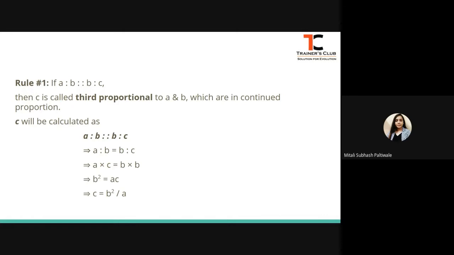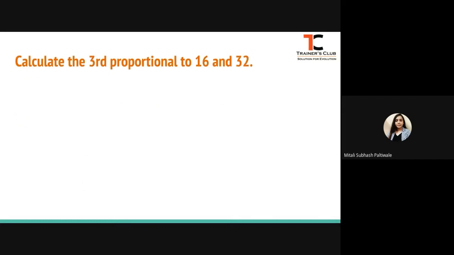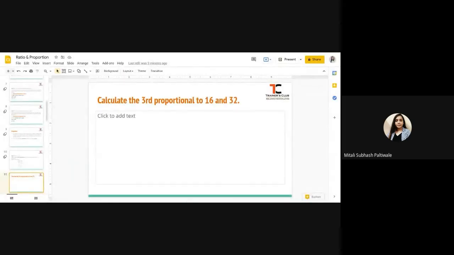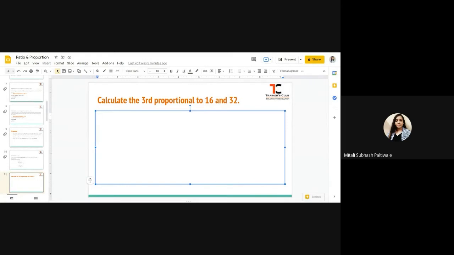So how to find this third proportional and what exactly needs to be done? Let us get to an example and find it out. Calculate the third proportional to 16 and 32. Now 16 and 32 are A and B. Now we have to calculate our third proportional. That means we have to do some multiplication over here. So I'd say A is 16 and B is equal to 32.